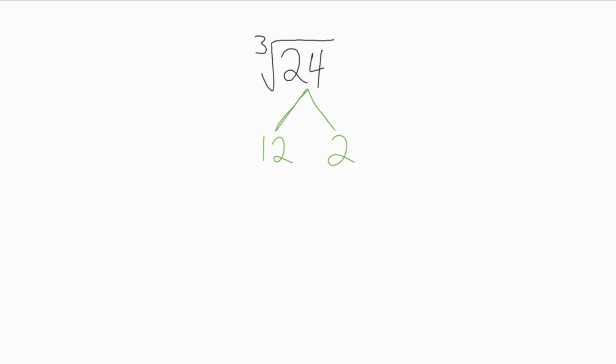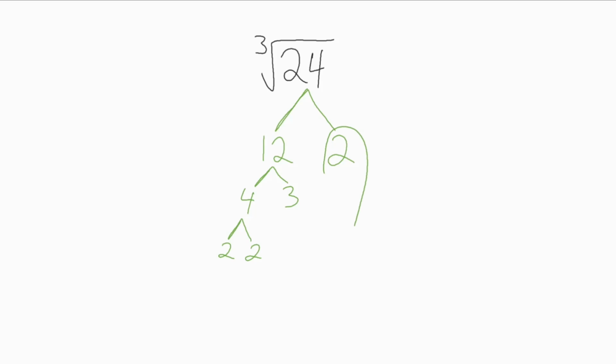12 can be broken down into 4 and 3. 4 can be broken down into 2 and 2. All the way to the prime numbers, I can't break anything else down. Now I'm looking for a group of 3. Well, I have 2 2's down here and 1 up here.